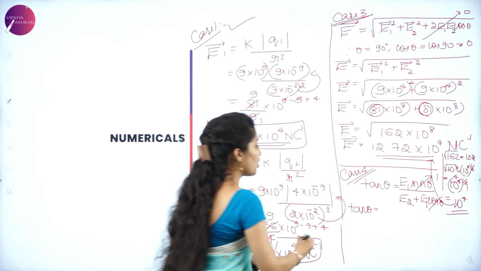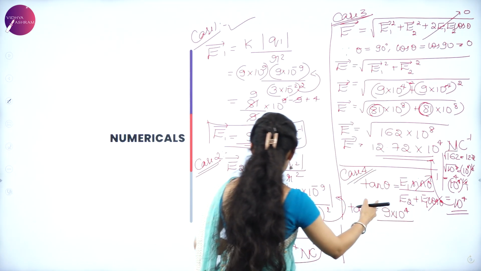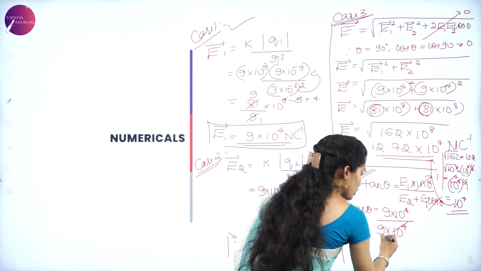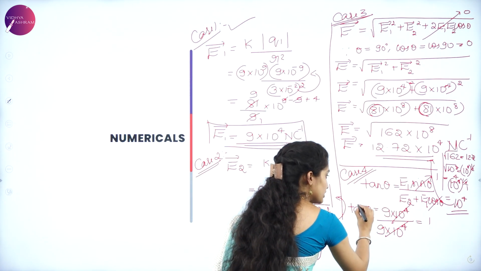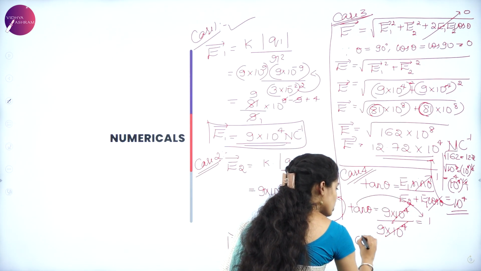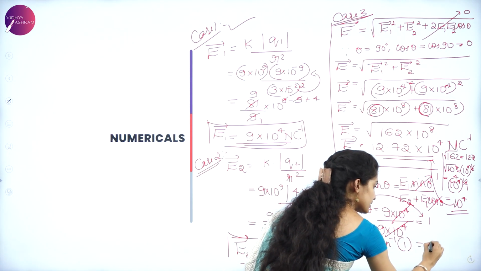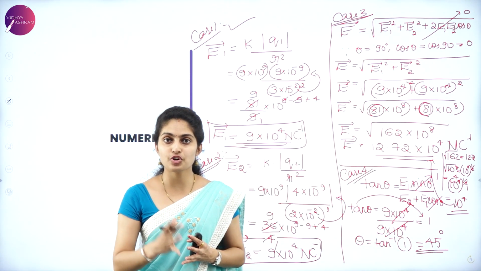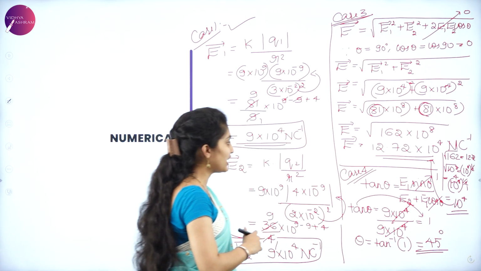So E1 is 9 into 10 to the power of 4, divided by E2, which is again 9 into 10 to the power of 4. Both cancel, so it is 1. Tan theta is equal to 1. So take your tan to the other side. Theta is equal to tan inverse of 1, which is nothing but 45 degrees. So the direction of the resultant electric field at B is 45 degrees.